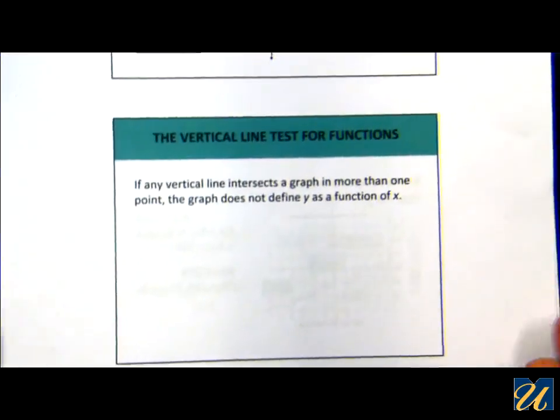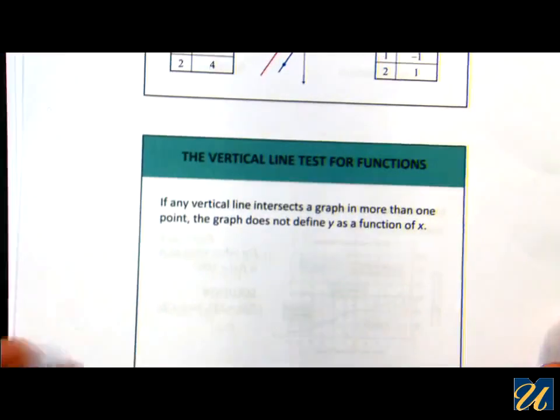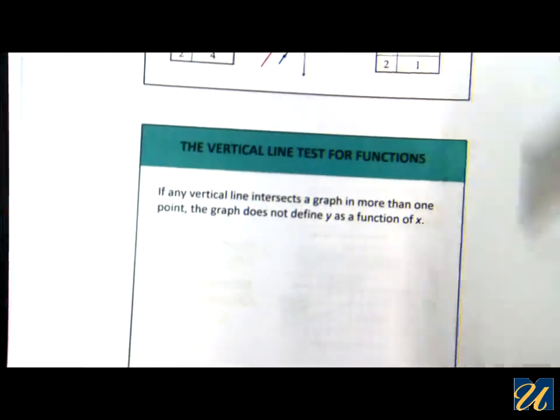Vertical line test for functions. This is how to tell whether the graph of a relation is a function.